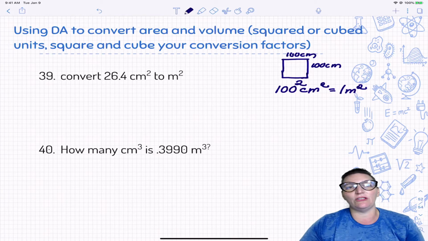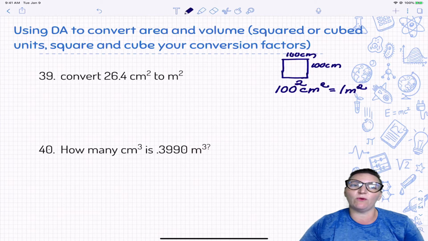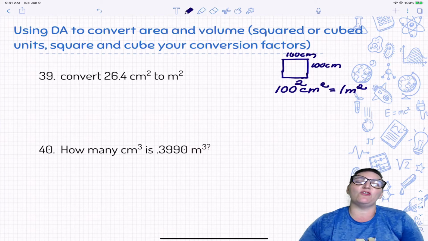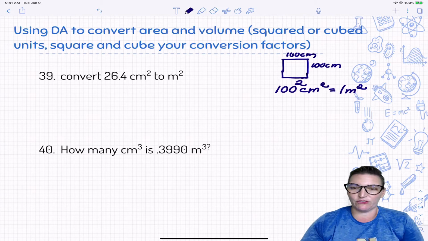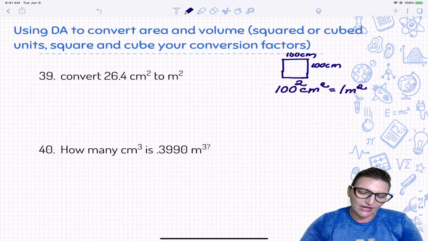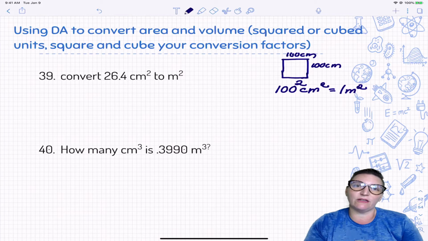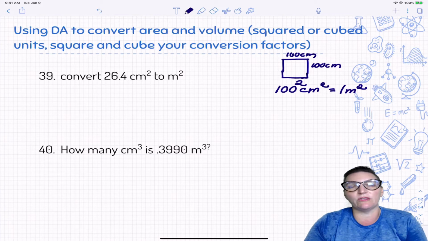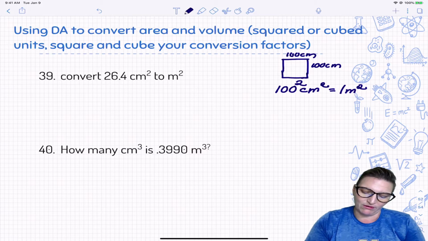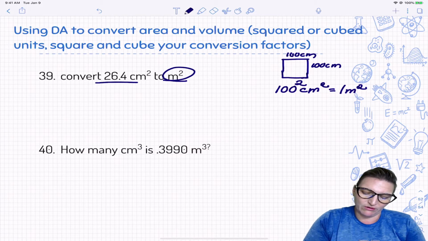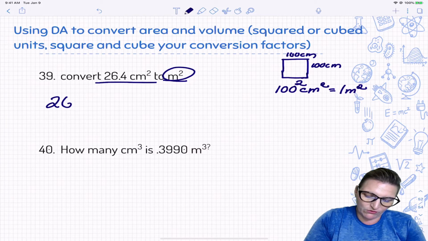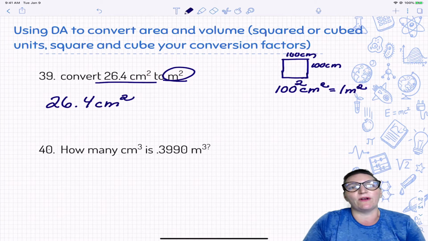Basically, anytime we're converting units that are cubic or squared, we just need to square or cube everything inside the conversion factor. If I look at question 39, it says convert 26.4 square centimeters to square meters. So this would be an area type problem. Always circle the do and underline the clue. And of course, I'm going to write 26.4 square centimeters out front.